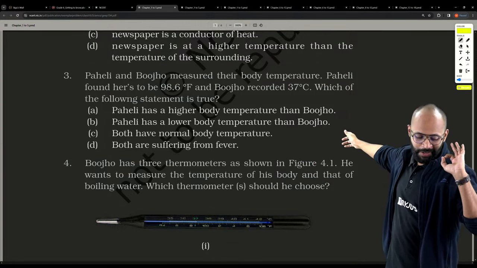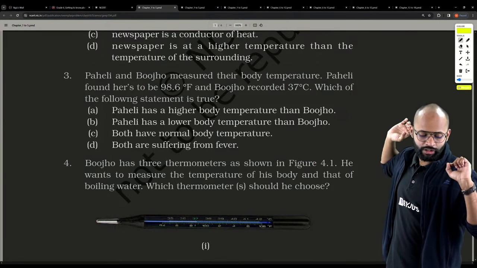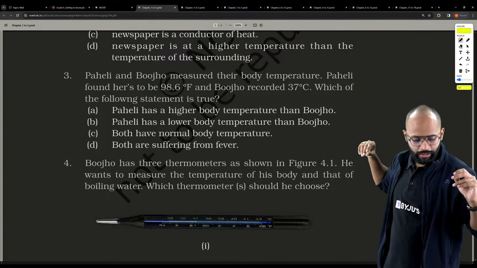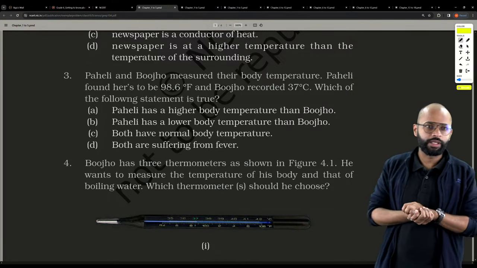Paheli has a higher body temperature than Bujho. Paheli has a lower temperature than Bujho. Both have normal body temperature. Both are suffering from fever. What is the problem with both?